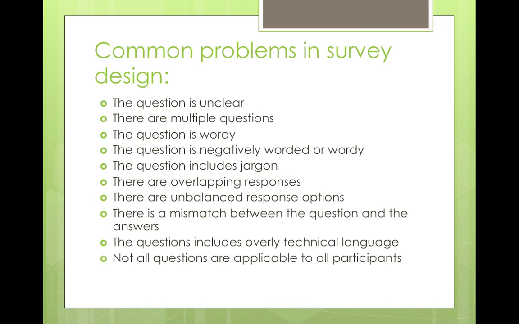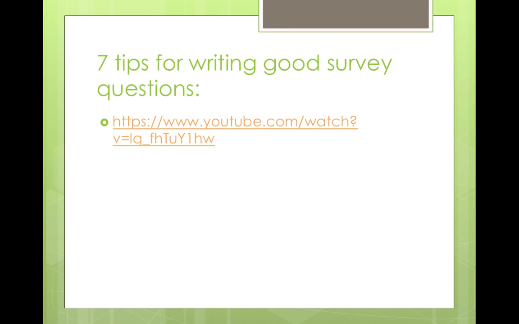There could be a mismatch between the question and the answers, such as, what color is the sky? 1, 2, 3, or 4. And then not all questions may even be applicable to the participants. We have a helper that'll help us write some good survey questions that you can view on your own time.